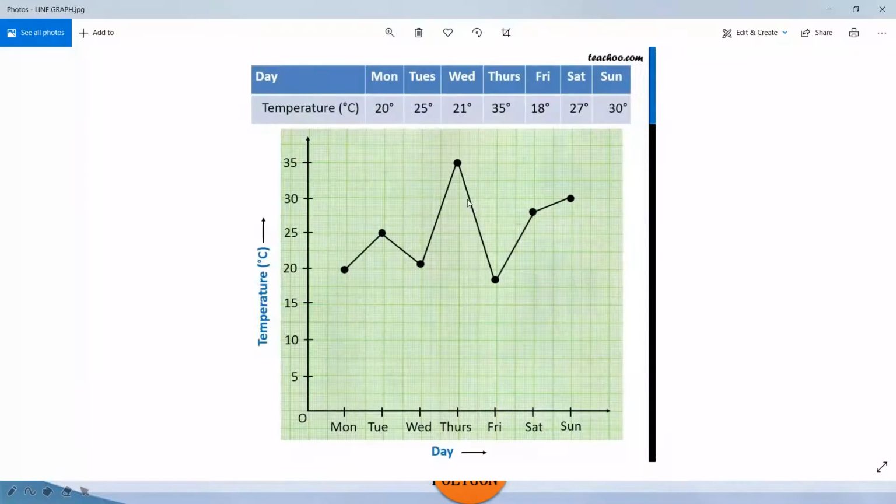Here is an example. Temperatures recorded for different days. Days are taken on the x-axis and temperatures on the y-axis. First of all, we'll put dots at every point and then we'll join those dots to get the line graph. So this is a simple example for a line graph.